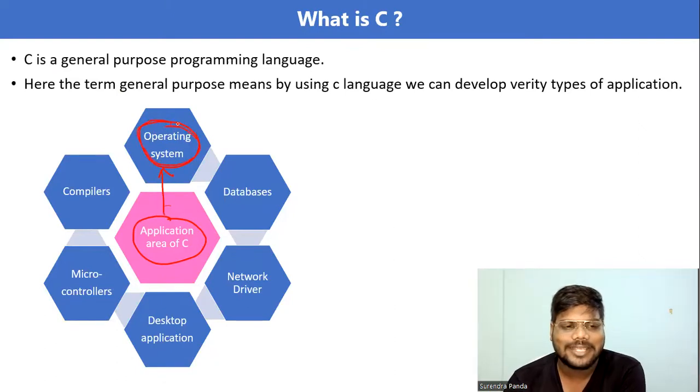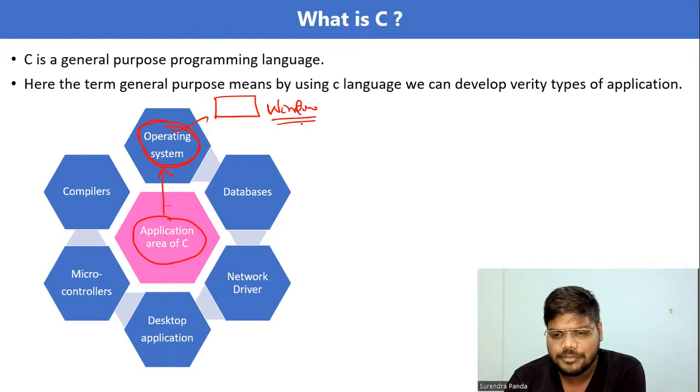You know that a computer runs only because of the operating system. You can't run a computer without an operating system. No operating system, no computer. No operating system, no mobile, nothing. Suppose you have a laptop. Mostly on laptops we are using something like the Windows operating system. Windows is an operating system. Without Windows, you can't do anything.